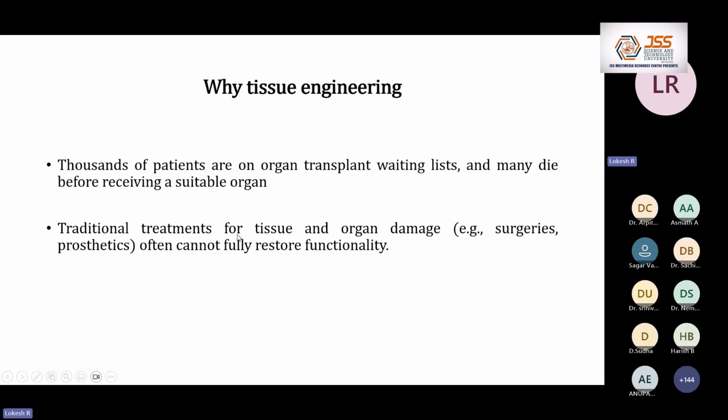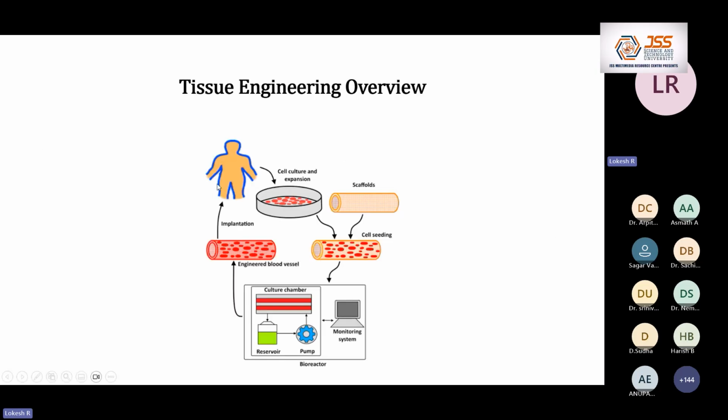Traditional treatments for tissue and organ damage often cannot restore the functionality. So this is the procedure of tissue engineering. See, the cell is taken from the patient and it is lab grown, and a scaffold is used to place these cells. Scaffold is nothing but a support to hold the cells. This scaffold is made of nanomaterial, and the scaffold, including the cells, is placed back into the human body after adding whatever hormone properties are needed. After adding everything, it is placed back into the human body.